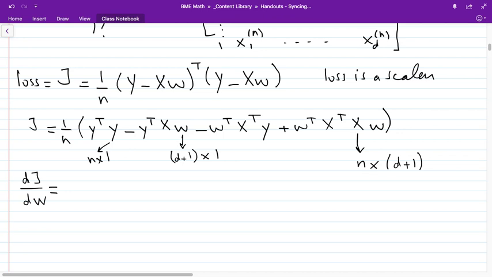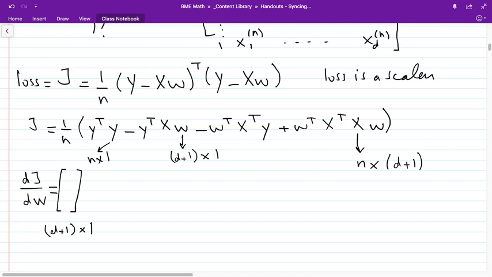dJ/dw. So let's see what this is going to look like. So J is a scalar. I want to find the derivative of a number with respect to a vector, w. So the result should be a vector that's going to look like this. What's the size of this vector? D plus 1 by 1. Yes, d plus 1 by 1.